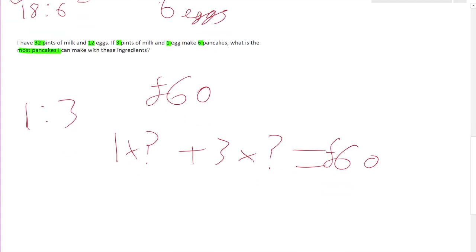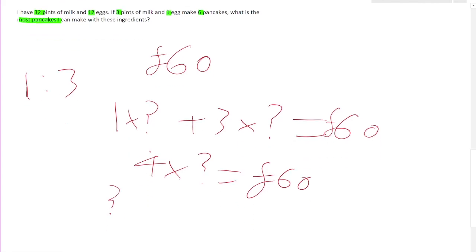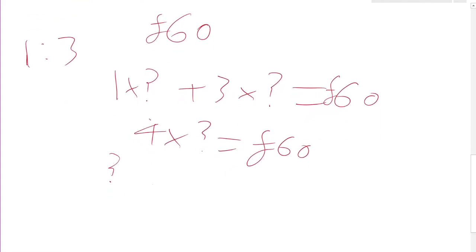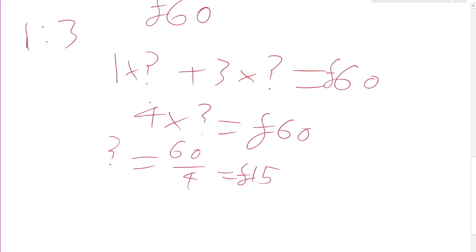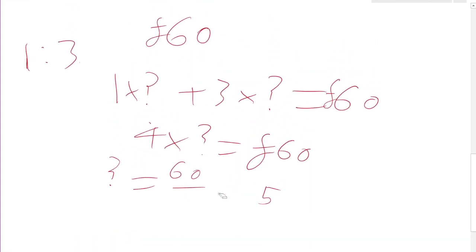This means that 4 times some number equals 60 pounds. Therefore our some number is going to equal 60 over 4, or 15. So we know that some number, which incidentally is our multiplier, is 15. So what we know now is that our 1 to 3 is going to be times 15.